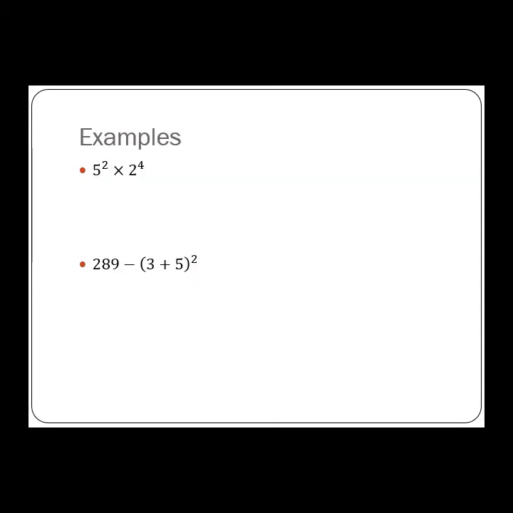Again, here I have to do the 5 squared. And I have to do the 2 to the 4th. 2 times 2 is 4, times 2 is 8, times 2 is 16. Before I do the multiplications, I have to do the exponents first. And then 25 times 16. 6 times 5 is 30. 6 times 2 is 12, 13, 14, 15. 1 times 5, and 1 times 2. So we get 400.